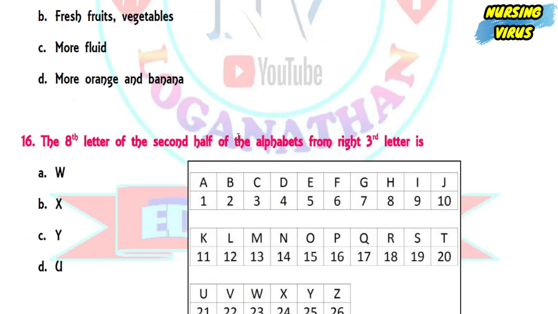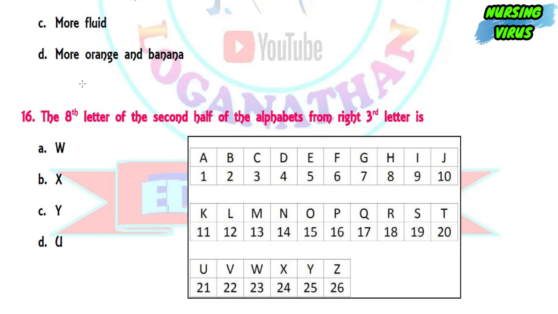The next one, an aptitude question: the eighth letter of the second half of the alphabet, from the right the third letter. The options are W, X, Y and U. Here we can see the second half of the alphabet starts from the 14th letter. Count the letters 1, 2, 3, 4, 5, 6, 7, 8. From this letter they asked the third letter. 1, 2, 3. So that will be W. That is the correct answer.